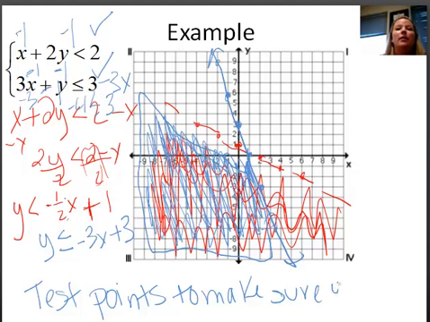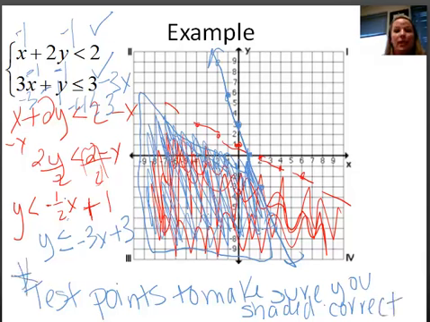To make sure you shade it correctly. I'm running out. Shaded correct. Alright, so make sure you write that down. You want to test a point at the end.